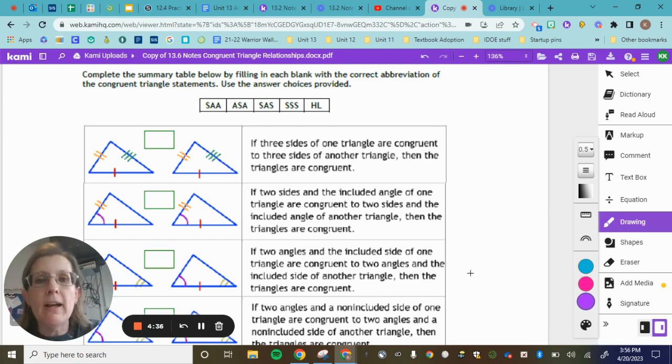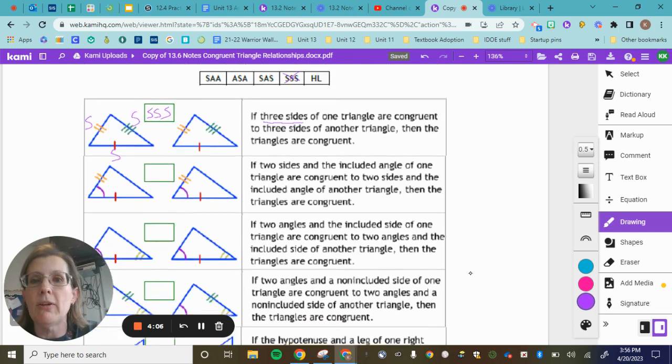If 3 sides of one triangle are congruent to 3 sides of another triangle, then the triangles are congruent. So if you have all 3 sides, that would be side, side, side. If you have all 3 sides the same, that means those two triangles are congruent. So if this side equals this side, this one with 1 dash equals this one with 1 dash, and the one with 3 equals the one with 3, that's a side, side, side. They are congruent if they have the same side, side, side.